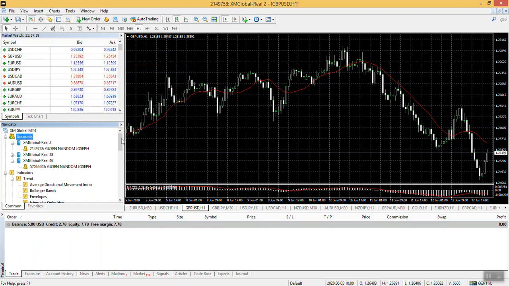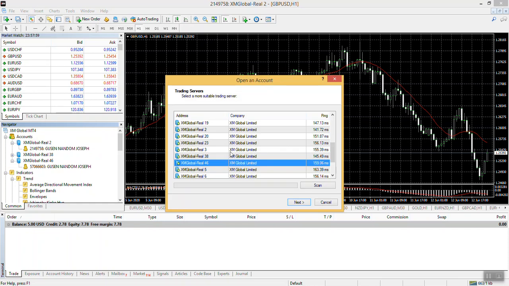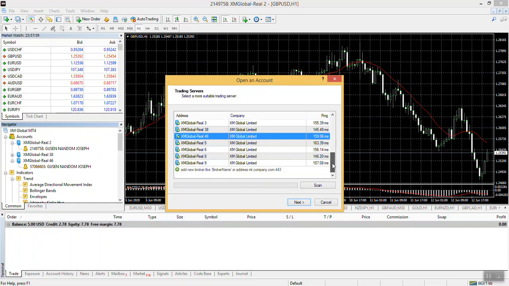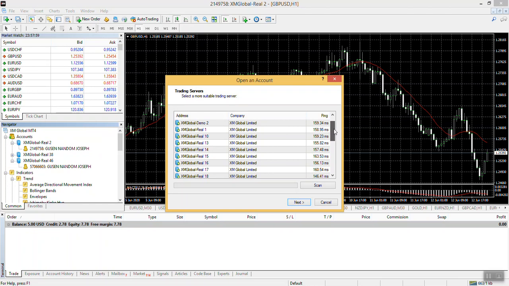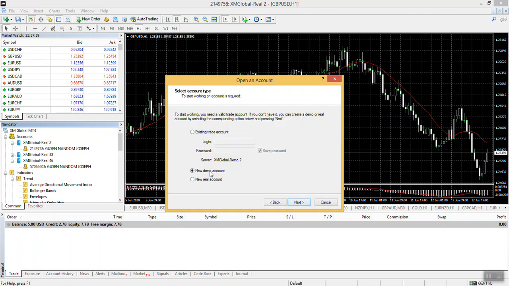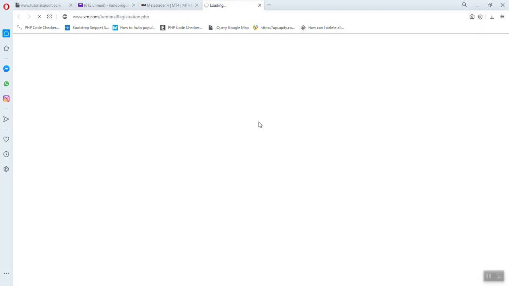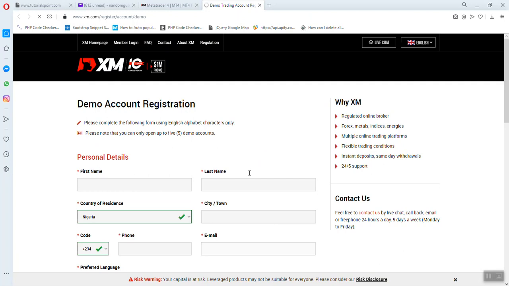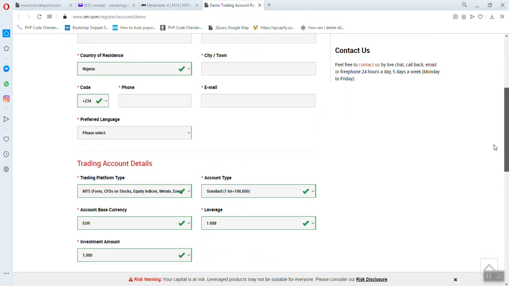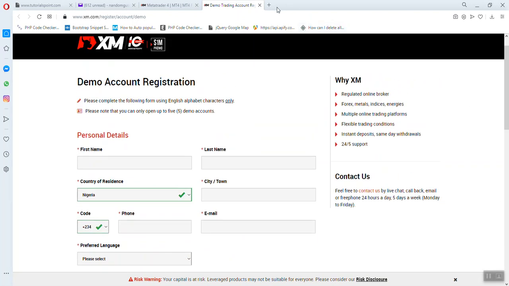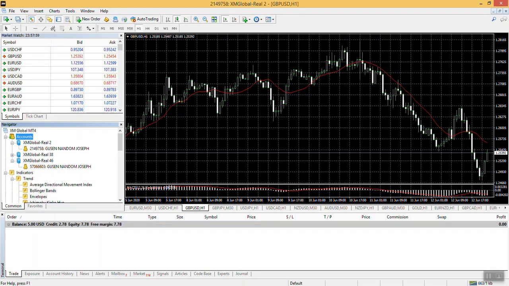But if you want to trade on demo, you can just come here and say open an account, and then you choose a demo account. Look at all the servers. You see this is a demo server, so you click on next. You just say new demo account, you click on next, and then it will redirect you to their website where you would fill in the information, and then your demo account will be created for you. With the demo, you can log in and also begin to trade.